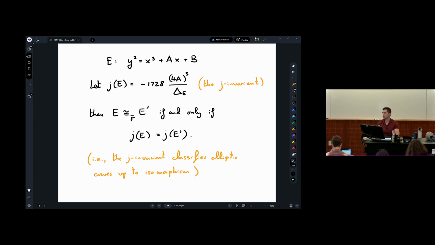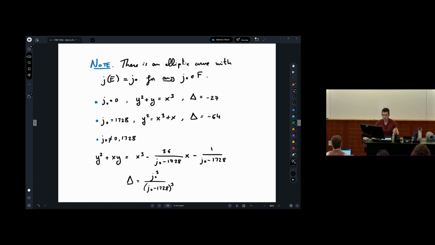Because sometimes you have elliptic curves that are not isomorphic over F, but they're isomorphic over, say, a quadratic extension of F. So for example, the elliptic curves y squared equals x cubed plus 1 and y squared equals x cubed plus 5 cubed. They're not isomorphic over Q, but they are isomorphic over Q adjoin the square root of 5. Okay, so there's a change of variables defined over the square root of 5 that makes the two isomorphic. And both have j equals 0.